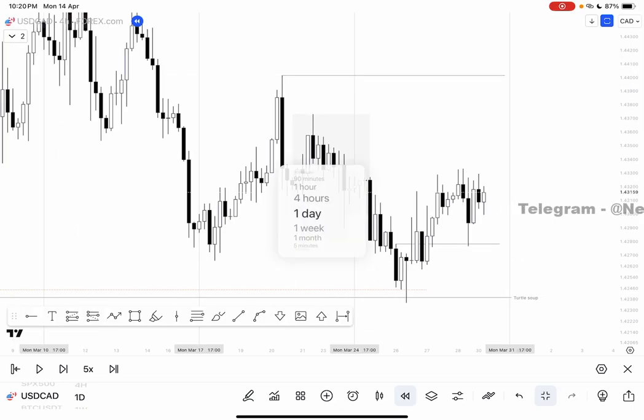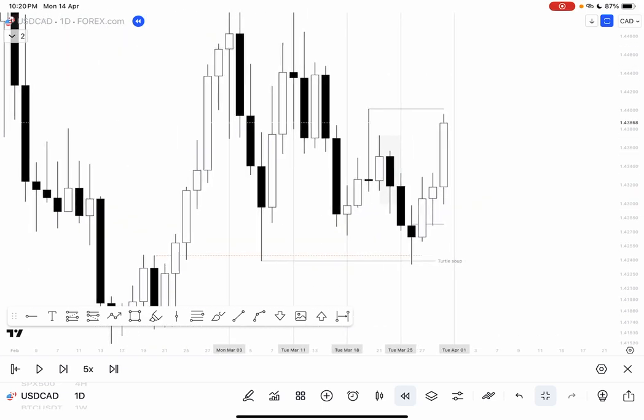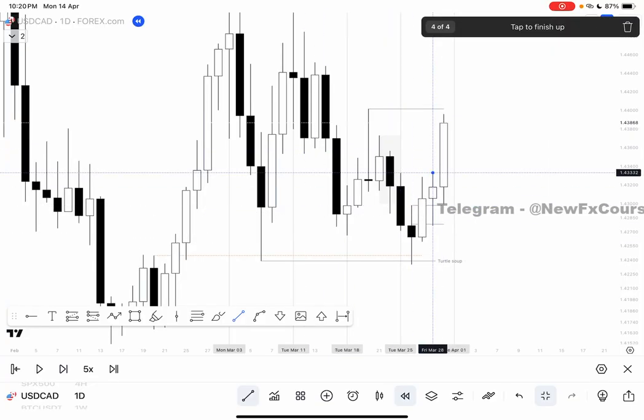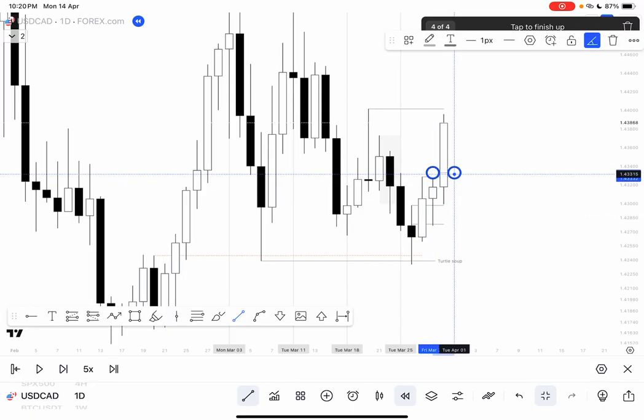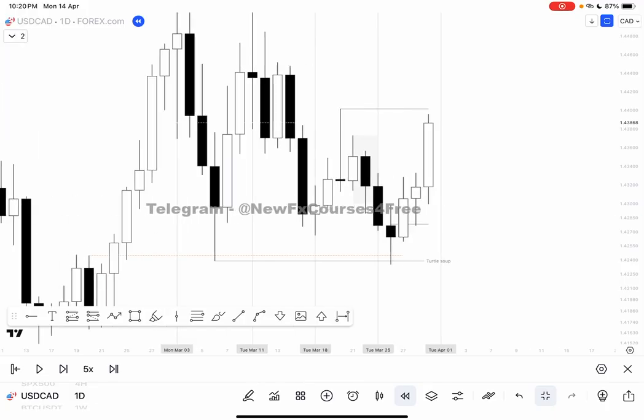And on the daily time frame, you can see that wick below back into the range equals higher prices. So here, close above, higher prices, close above, higher prices, close above, higher prices. So daily bias is bullish. Your order flow, bullish.